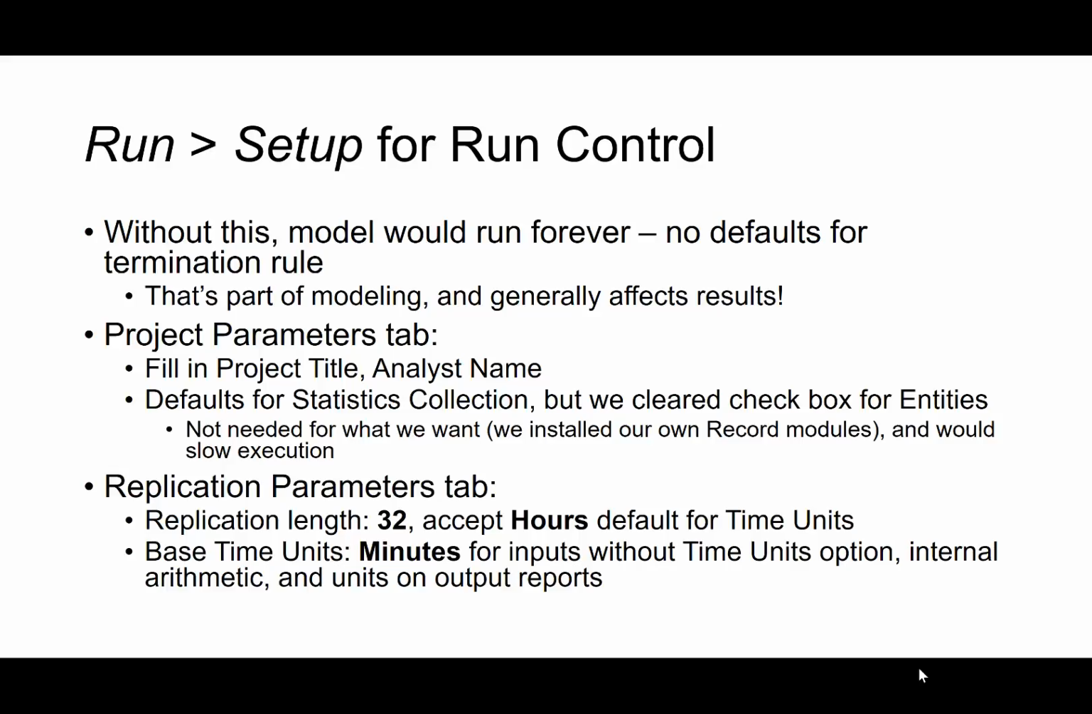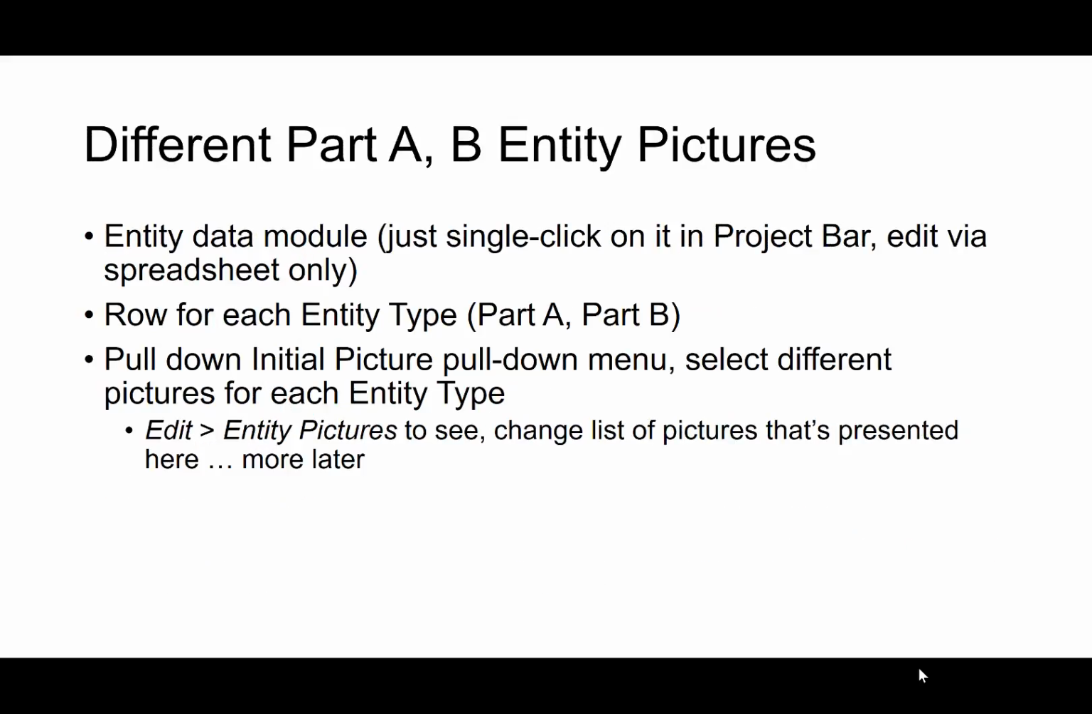In the Replication Parameters tab, let's do the replication length. We set it for 32 hours, and the base time units will be minutes for the inputs without the time option. For the different Part A and B entity pictures, in the entity data model, just single click on the project bar, and the row for each entity type, so you have one for Part A and one for Part B, and then pull down the initial picture menu and select different pictures for each entity type.